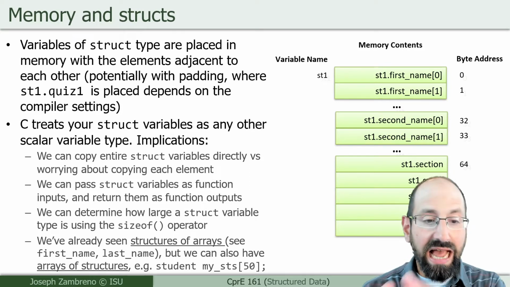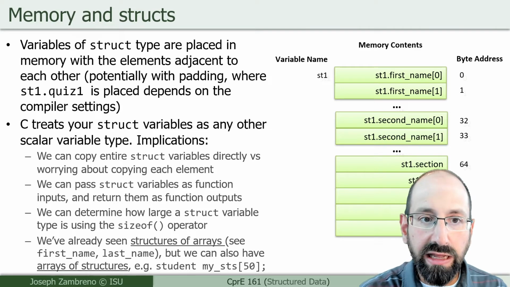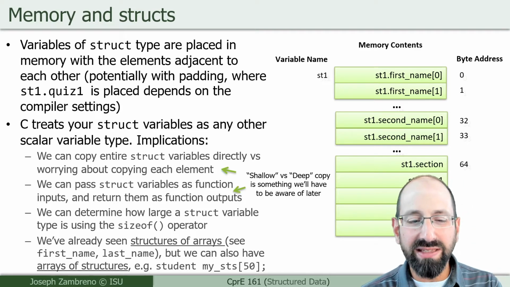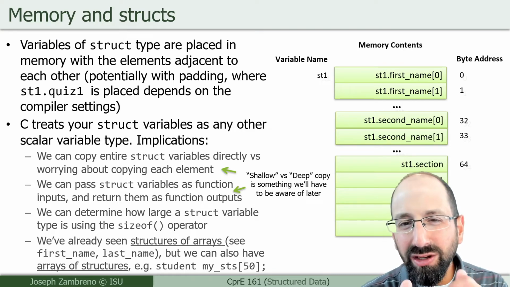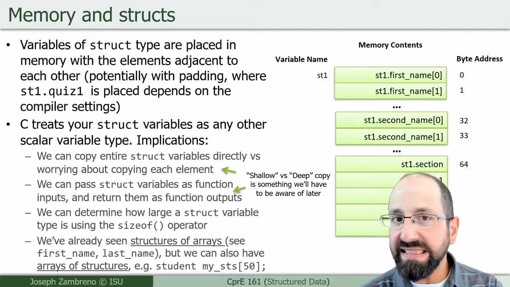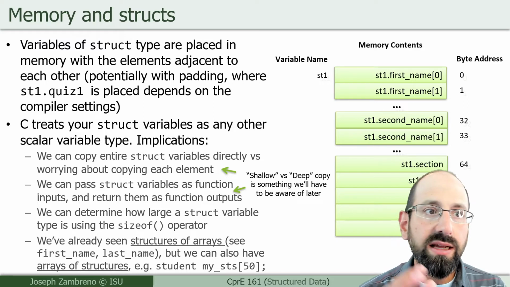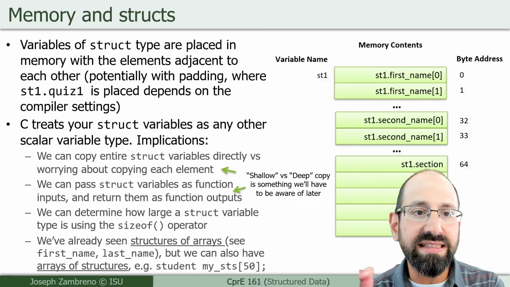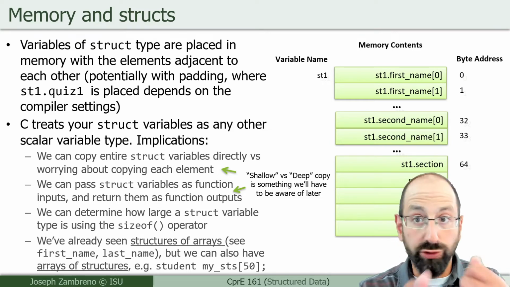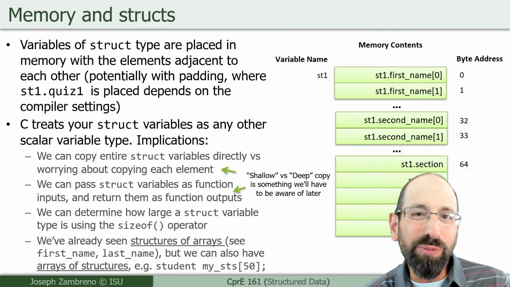So we can actually copy entire structs from one to another without worrying about copying each individual element. We can talk about deep copies versus shallow copies if we're using pointers. May have to be a little aware of that, but if we're not using pointers, at least we can just copy st1 to st2 and it'll work as one would hope, copying all the individual elements of st1 to st2. We can pass structure variables as function inputs and also return them as function outputs. So that's our other workaround for one variable output from a function.